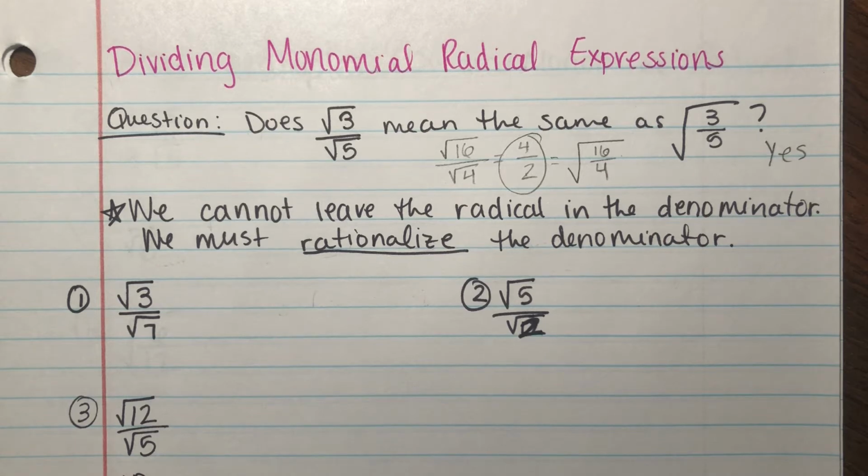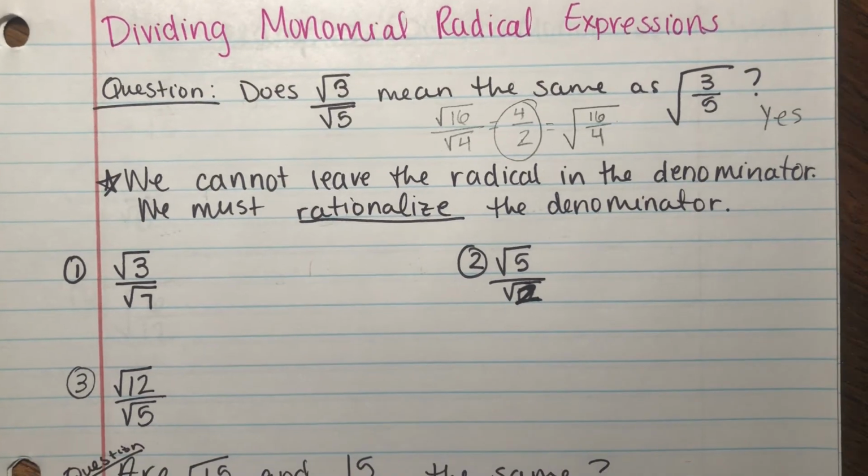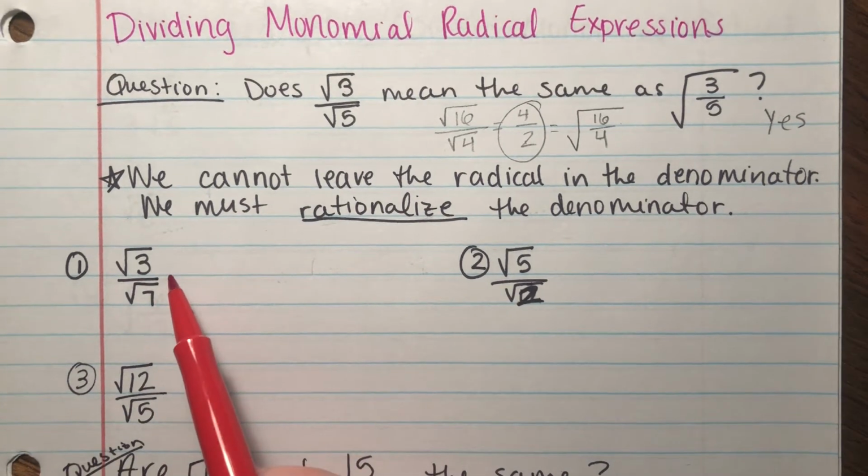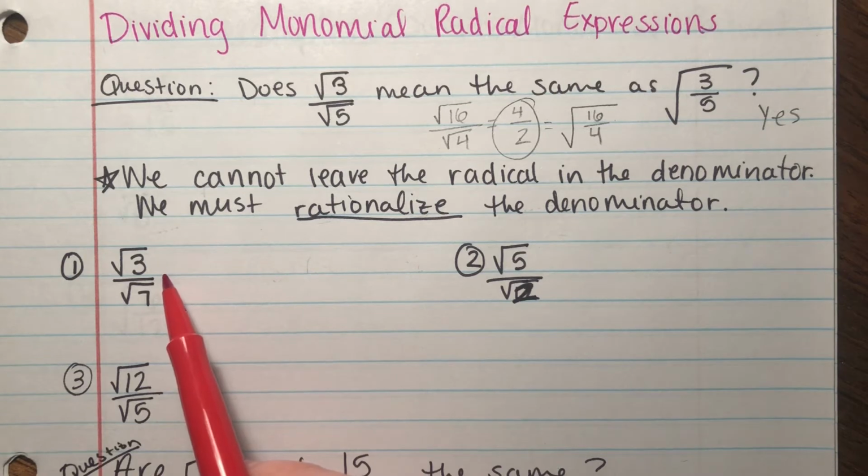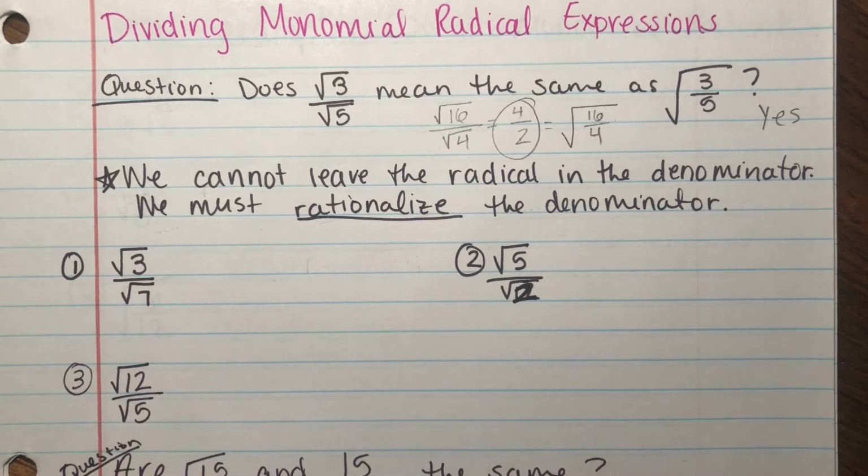Alright, but here's the deal with dividing radical expressions. We can't leave the radical in the denominator. We have to rationalize it. Now, if you'll remember, we've been working a lot with rational expressions. So what does it mean to rationalize the denominator? Well, I'll show you. So if we had, for example, number 1 here, the square root of 3 over the square root of 7, we want to get that square root out of the denominator. So we need to figure out how we can manipulate this without changing the value, really.